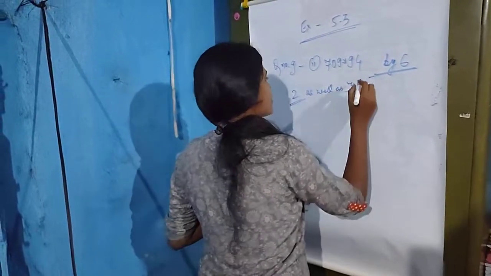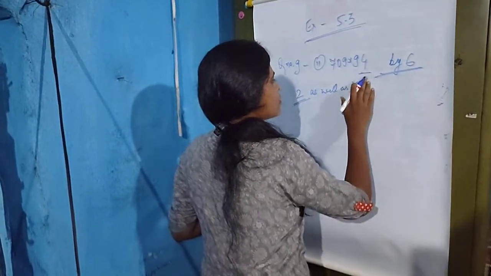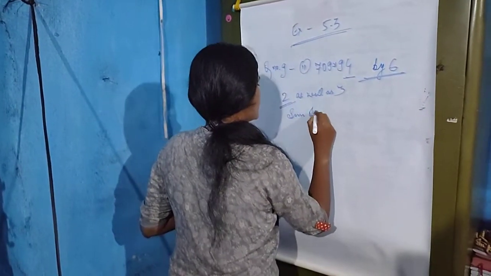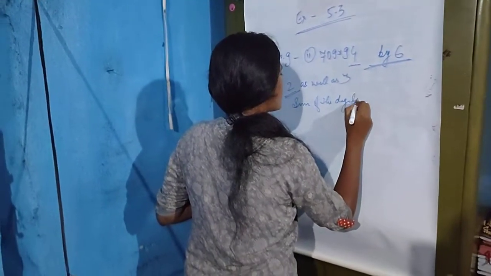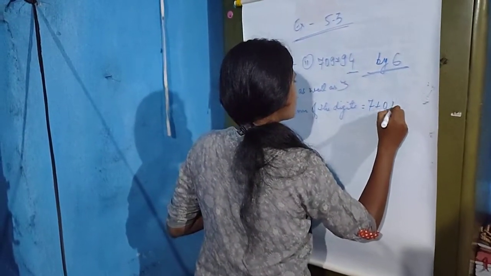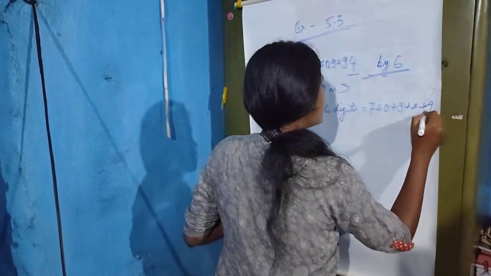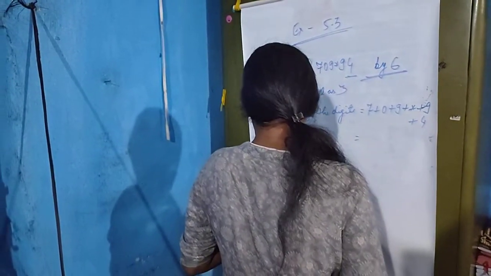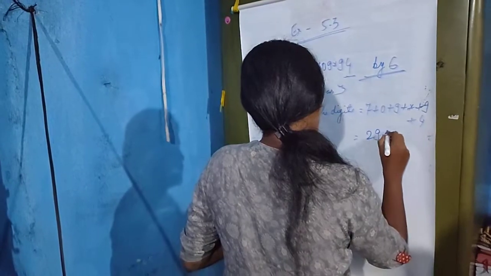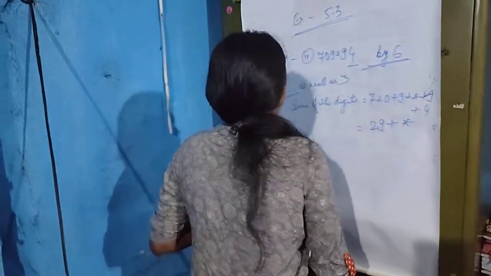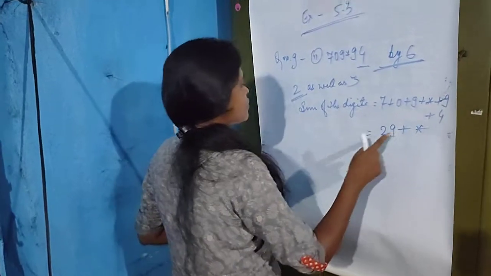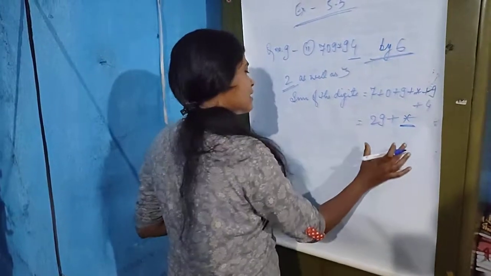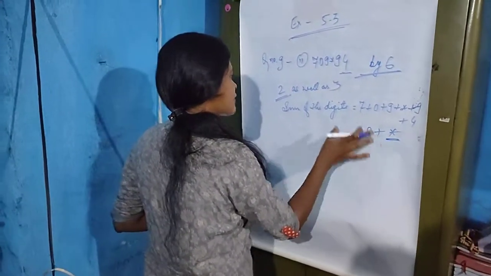For 2, you can see that the units digit is 4, so this number is divisible by 2. Now for 3, you have to find the sum of the digits. 7 plus 0 plus 9 plus star plus 9 plus 4, so the value will be 29 plus star. Now 29 is not divisible by 3. So what will you add here so that the sum is divisible by 3?